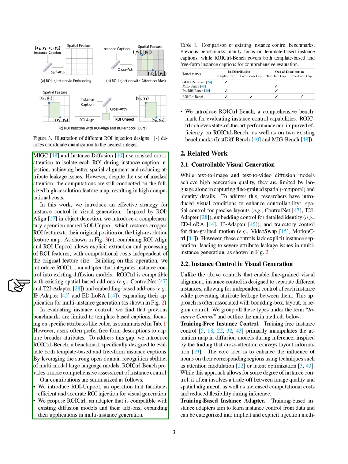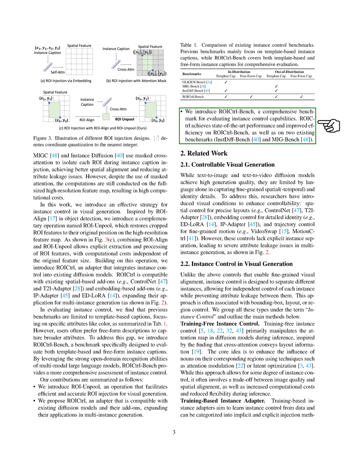To evaluate instance control, we note that previous benchmarks primarily used template-based captions, which limited their scope. To fill this gap, we introduce ROICtrl Bench, a benchmark designed to assess both template-based and free-form captions, leveraging the capabilities of multimodal language models for a more thorough evaluation. In summary, our contributions include the introduction of ROI unpool for efficient ROI injection, the ROICtrl adapter for existing diffusion models, and the ROICtrl Bench for comprehensive evaluation of instance control. Our approach demonstrates state-of-the-art performance and improved efficiency across various benchmarks.